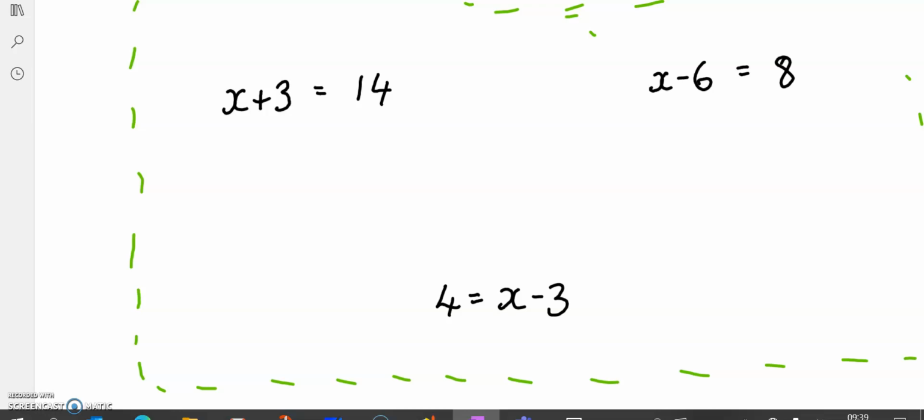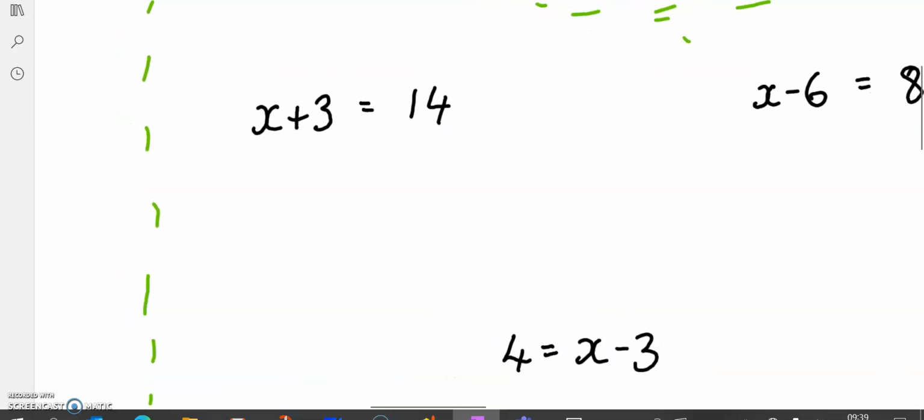x plus 3 equals 14. The idea of solving equations is we want to undo things. The opposite of addition is subtraction. The opposite of subtraction is addition. The opposite of multiplication is division, and division, multiplication. Our objective when we solve an equation is we want to get the letter on its own on one side of the equal sign.